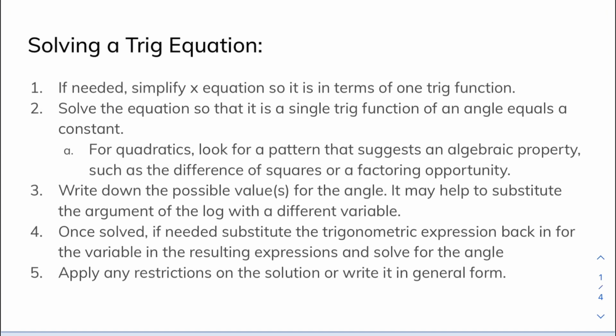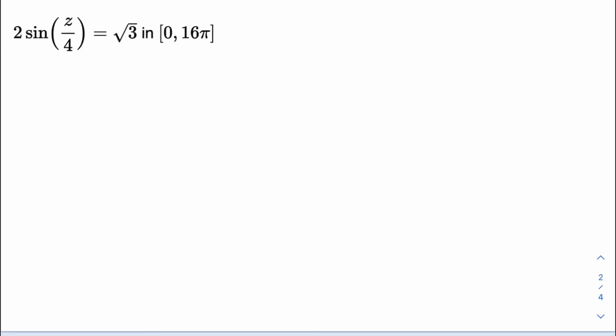Sometimes if we have a 2x or a 3x inside of the argument, it helps to substitute in something else, okay? Then once solved, if needed, substitute the trig expression back to solve for the actual variable that you were solving for. And then at the end, just apply any restrictions that there may be and write the solution in general form. Okay, so we're just going to do some examples starting with this one.